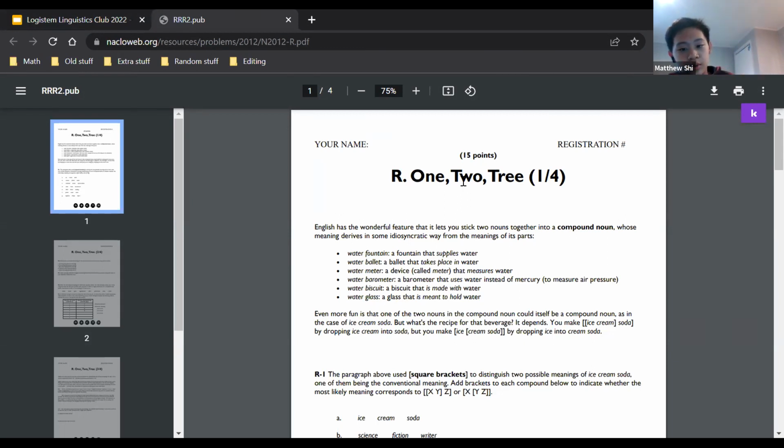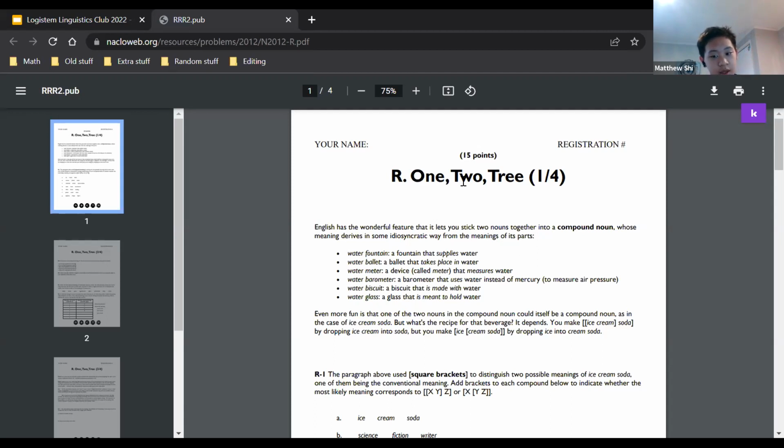So English has the wonderful feature that it lets you stick two nouns together into a compound noun whose meaning derives in some idiosyncratic way from the meanings of its parts. Water fountain, a fountain that supplies water. Water ballet, a ballet that takes place in water. Water meter, a device that measures water, and so on and so forth. Even more fun is that one of the two nouns in the compound noun could itself be a compound noun, as in the case of ice cream soda. What was the recipe for that beverage?